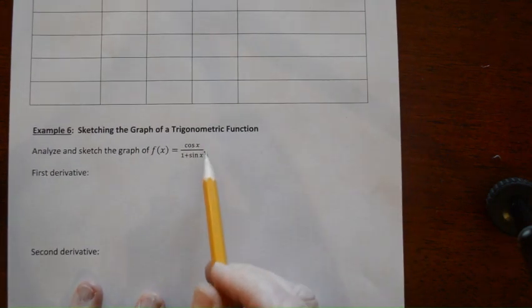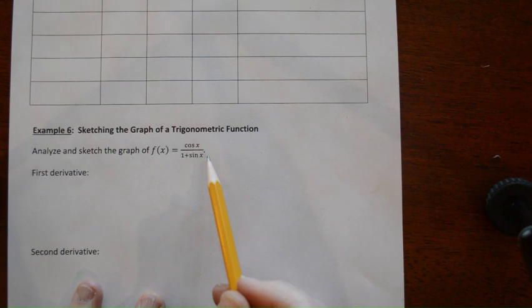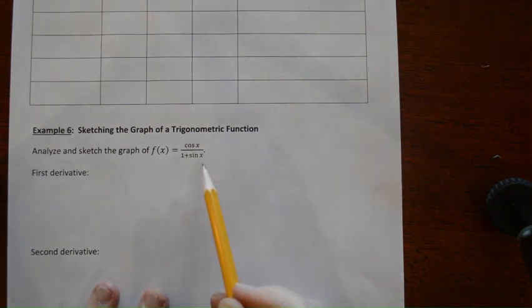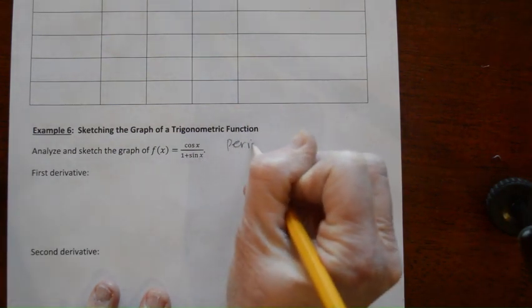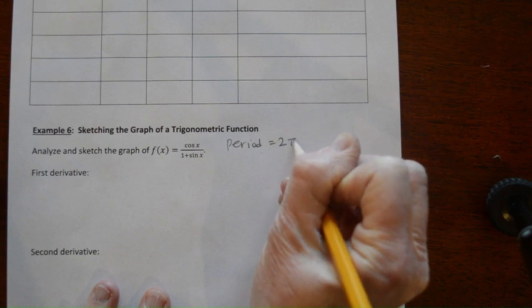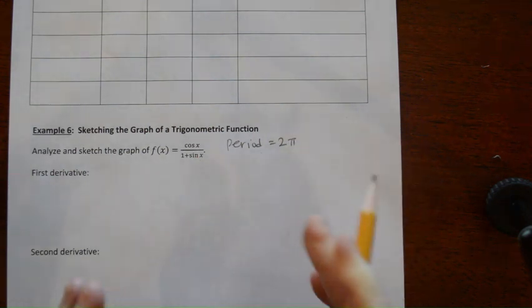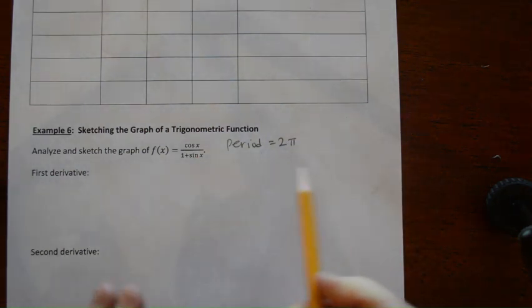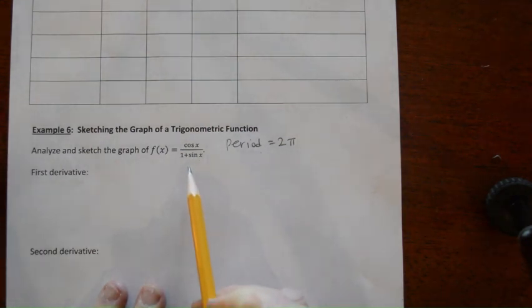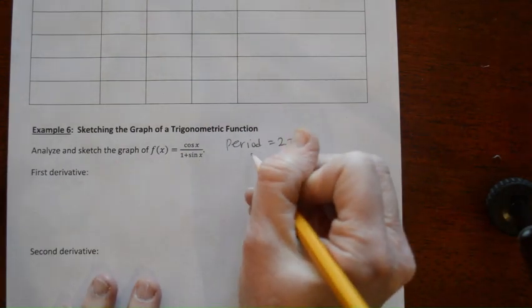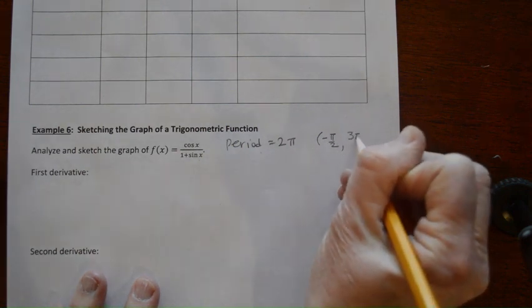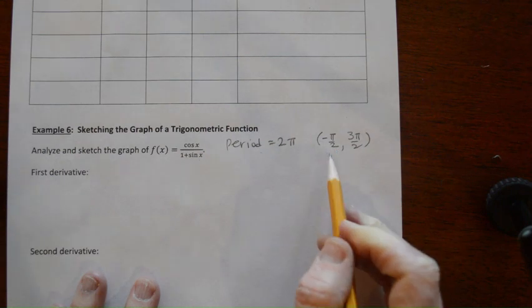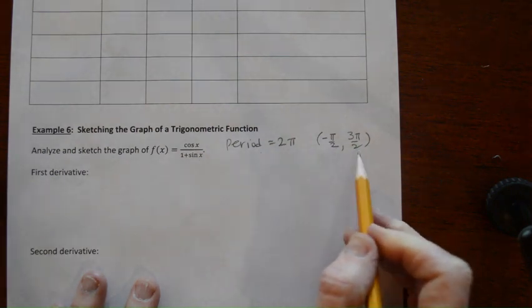So first of all, let's note that because this is a trig function, it is periodic, and the period of cosine and sine are both 2 pi, right? So the period is 2 pi. We are going to look at a very specific period of 2 pi, the period that goes from negative pi over 2 to 3 pi over 2. The distance between negative pi over 2 and 3 pi over 2 is 2 pi.